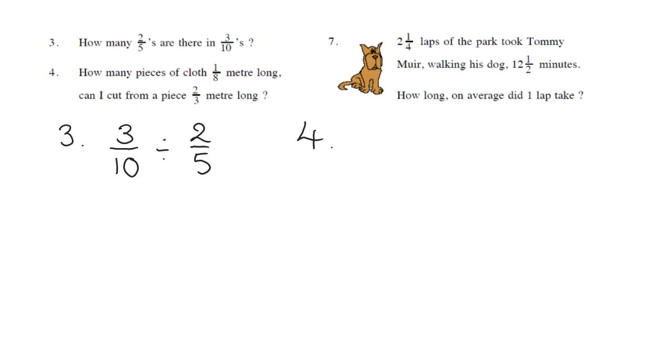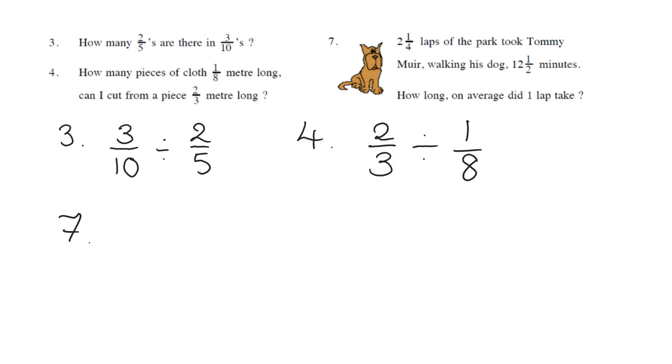So question 4, how many pieces of cloth, 1/8 meter long, can I cut from a piece 2/3 meters long? So how many pieces of string, half a meter long or 50 centimeters long could I get from a meter long? If you were to wrap your head around that, you would probably just add them up till you get to the total, or you could divide. So this is another one where it's the divide. So 2/3 divided into 1/8 and process from there.